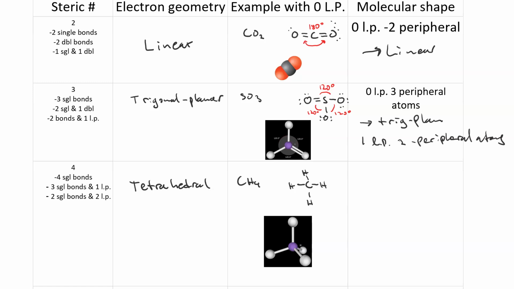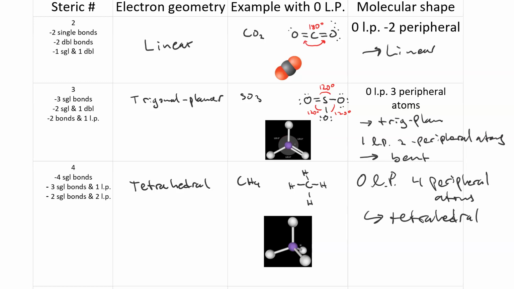If you have 1 lone pair, that means you have 2 bonds and hence 2 peripheral atoms, and so your molecular shape is bent. In tetrahedral electron geometry, if you have 0 lone pairs, that's 4 peripheral atoms, and your molecular shape is the same as your electron geometry. And this is always the case when you have 0 lone pairs. But in the case of 4 electron domains, none of which are lone pairs, the molecular shape is tetrahedral.